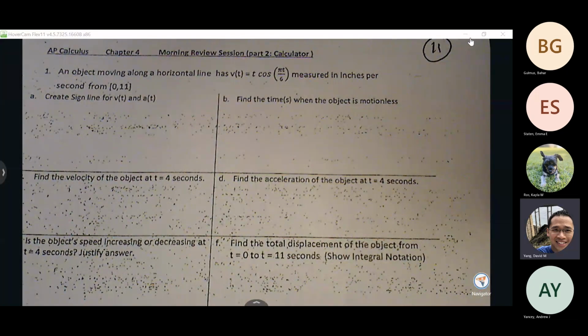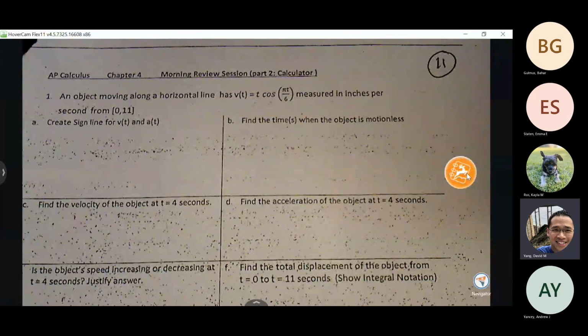All right, so let's go ahead and get started. We're on page 11 in your packet, the morning review.